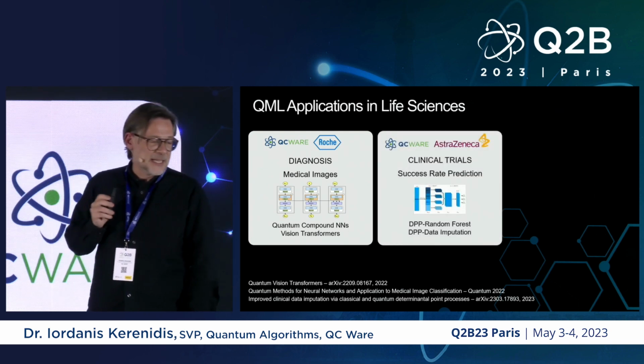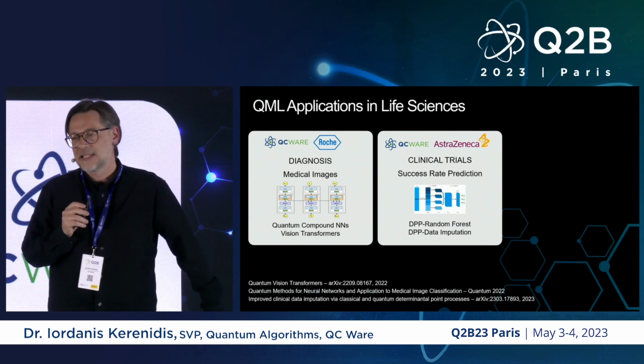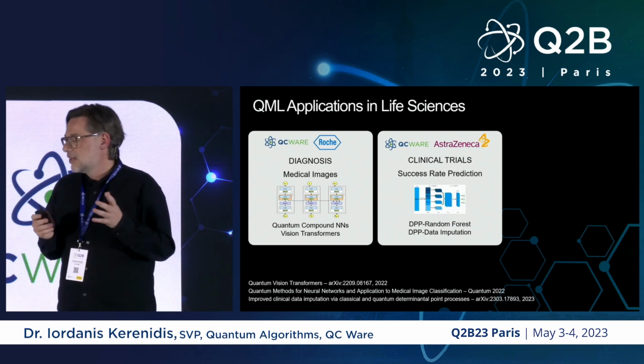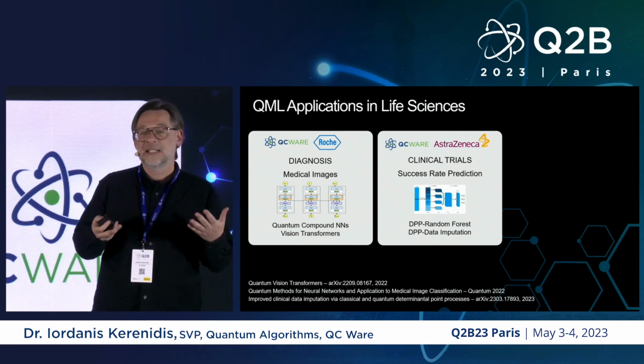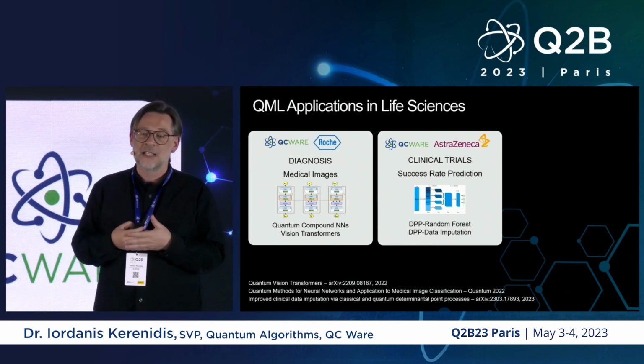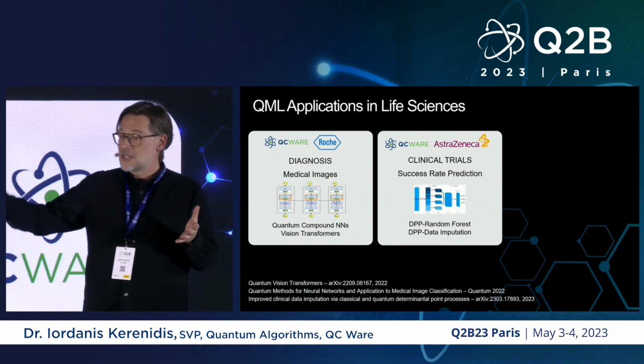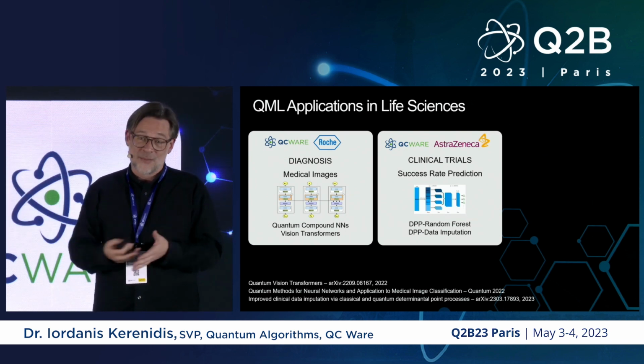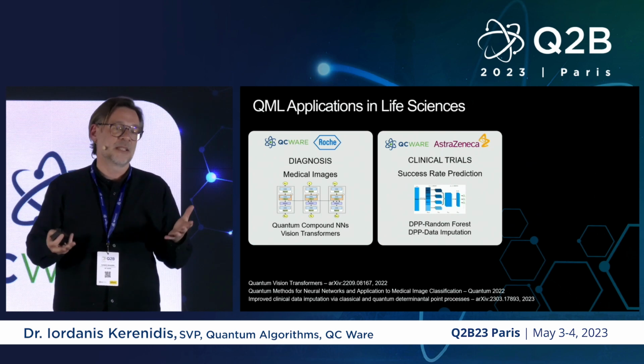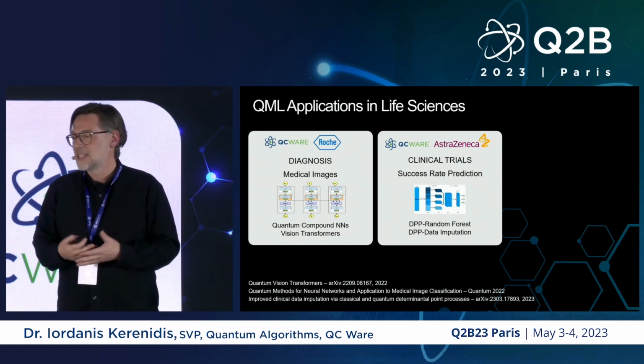We worked with AstraZeneca, and this was on the clinical trial side. The main problem there is that people sign up for clinical trials, they drop off after a while. You have all this data that you want to use in order to predict whether this medicine will be successful or not, but there is a lot of data which is missing. So how do we fill in this data?